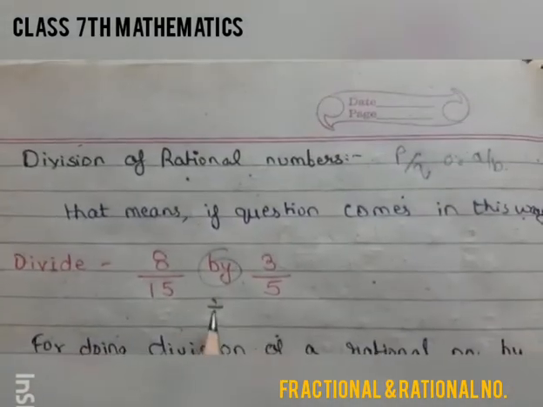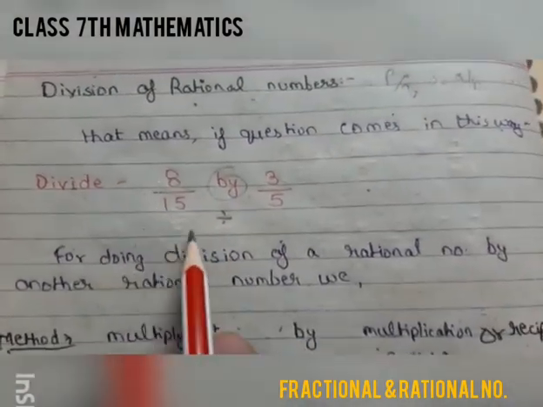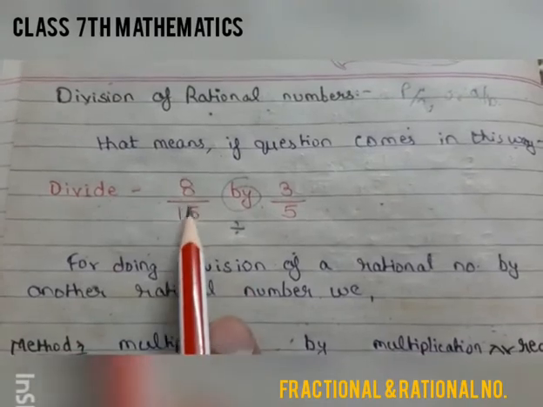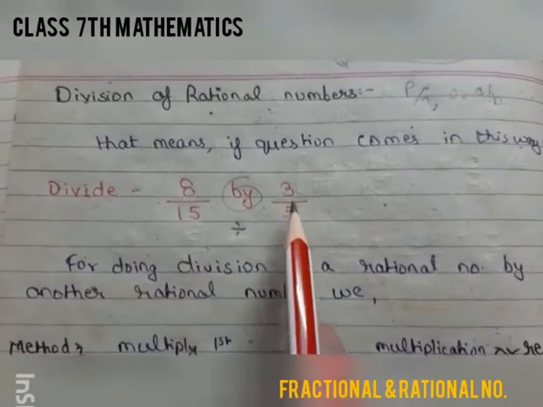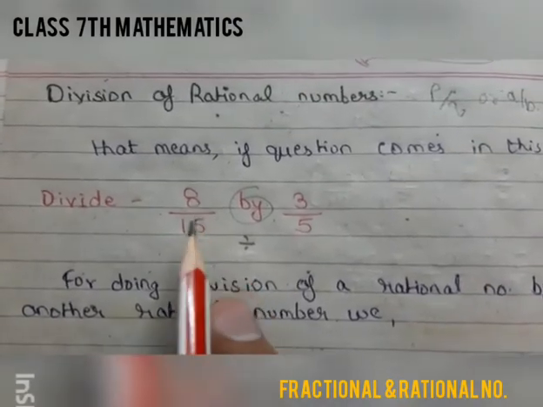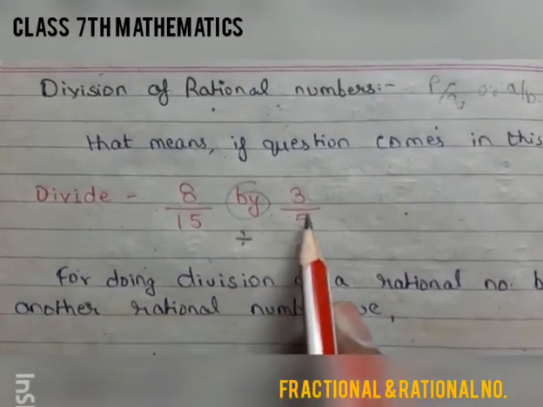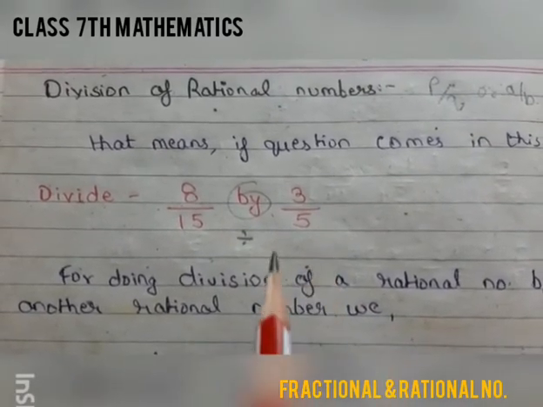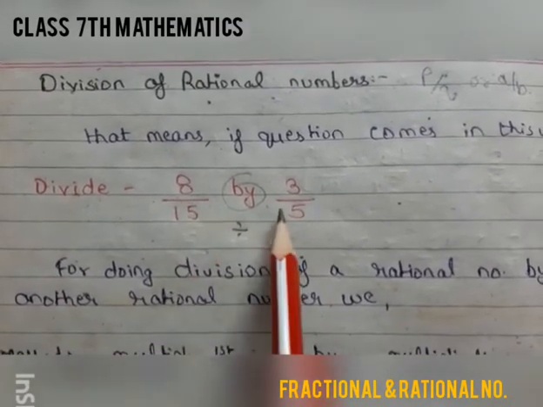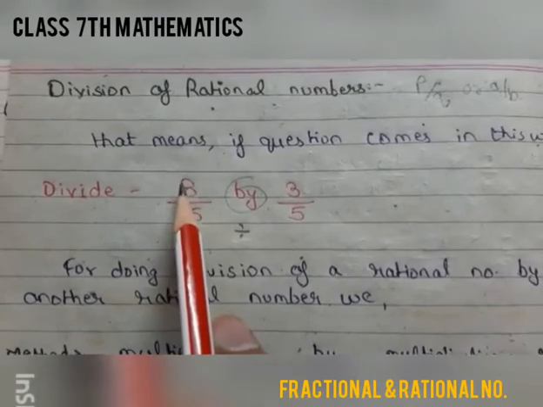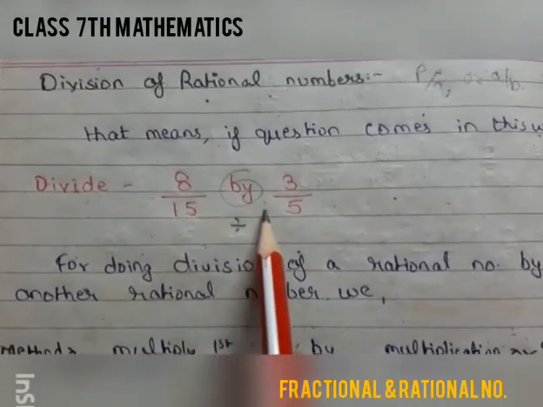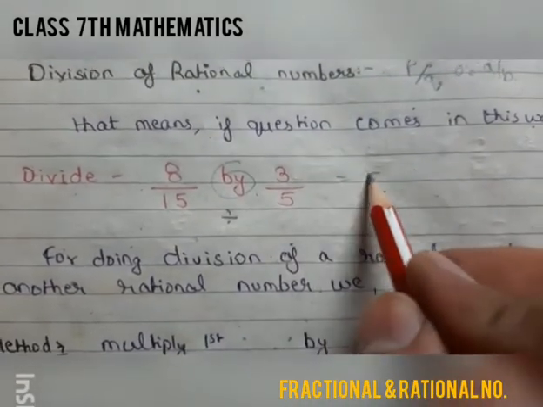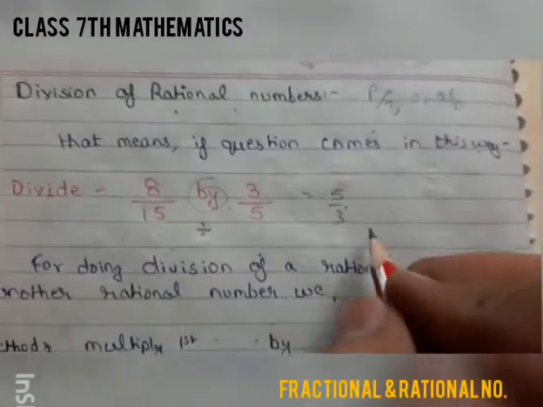For doing division of a rational number by another rational number, we multiply the first rational number by the reciprocal of the second rational number. The first rational number is 8 upon 15. The second rational number is 3 upon 5. So for dividing these two, multiply 8 upon 15 by the reciprocal of the second rational number. The reciprocal of 3 upon 5 will be 5 upon 3.